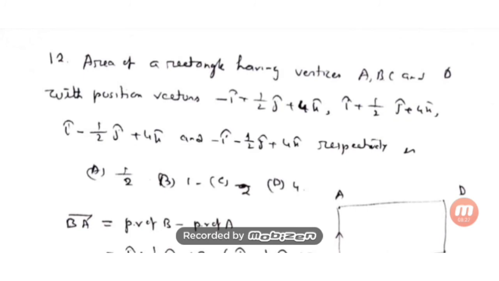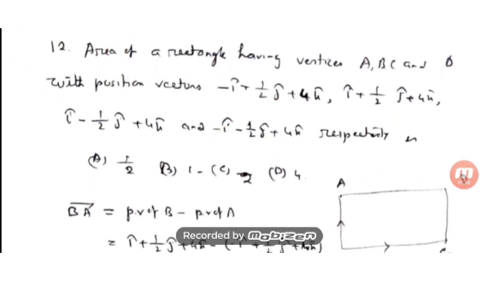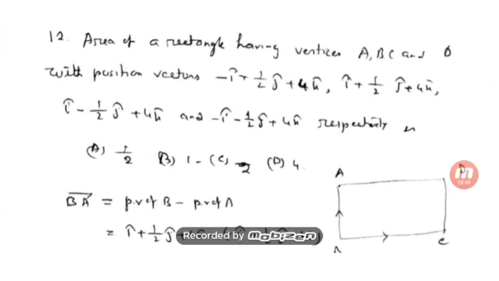Now let us go to the next question, question number 12, and this is the last question of this exercise. Question number 12 is: the area of the rectangle having the vertices A, B, C and D with position vectors given, respectively, find the area. And you know the rectangle is nothing but a parallelogram with all angles equal to 90 degrees.